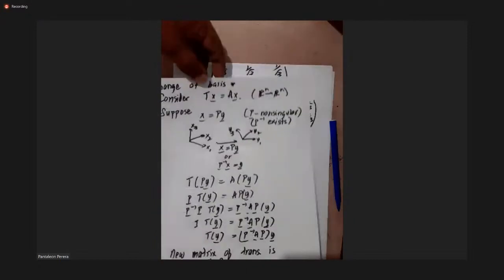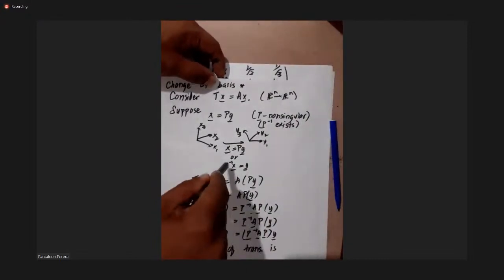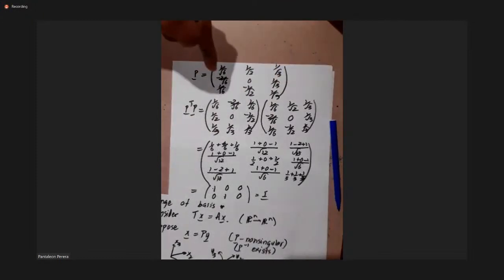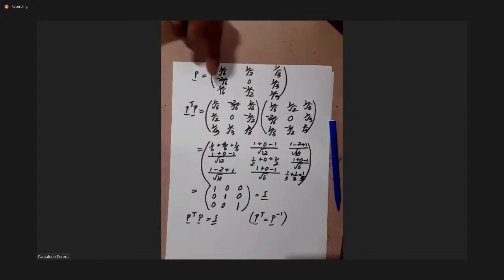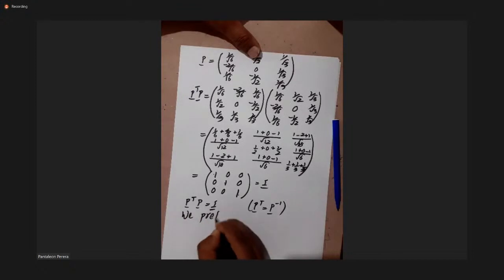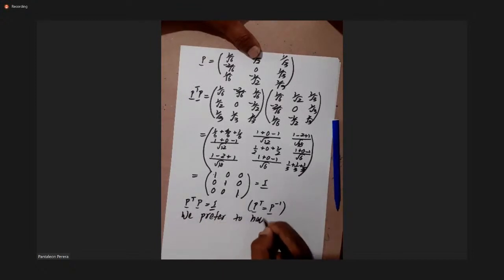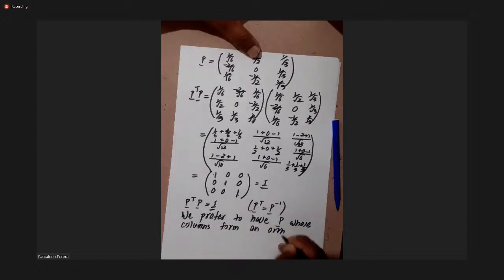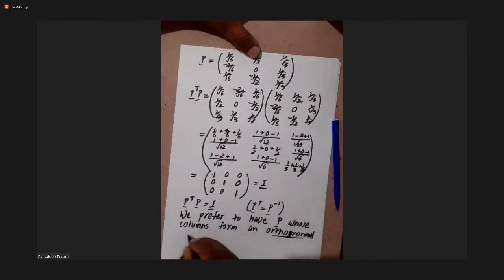Now, for this coordinate transformation, if you use P so that the columns of P are from orthonormal bases, like this, then you can find P inverse as P transpose. Therefore, we prefer to have P whose columns form an orthonormal basis.